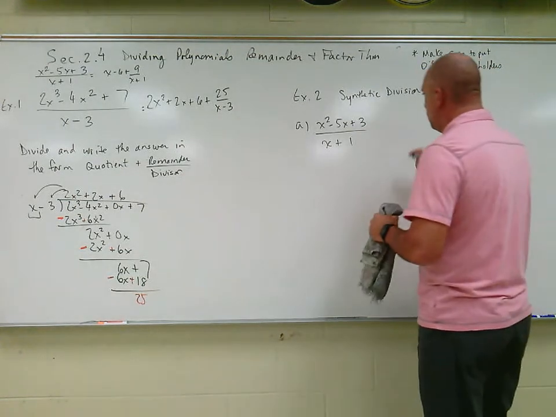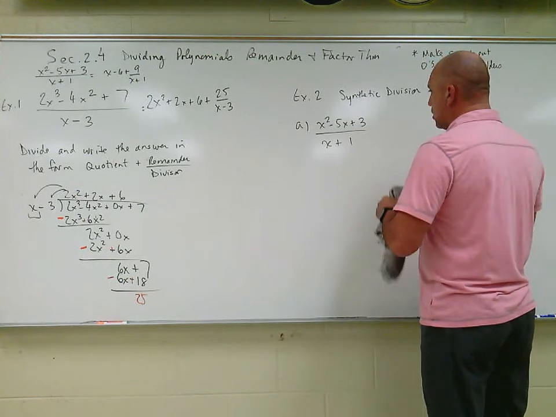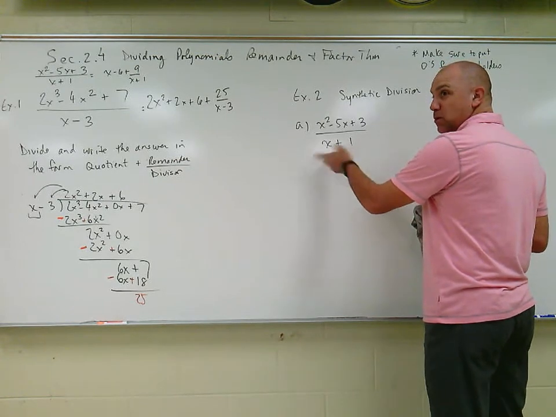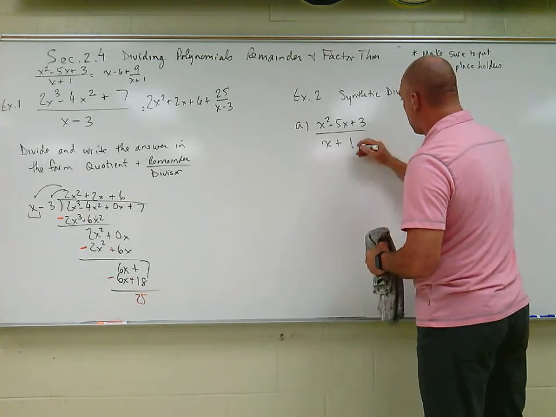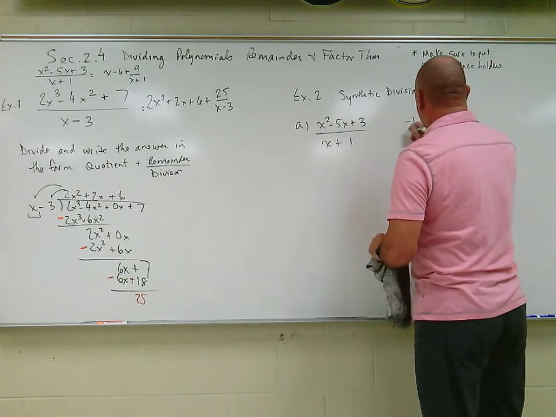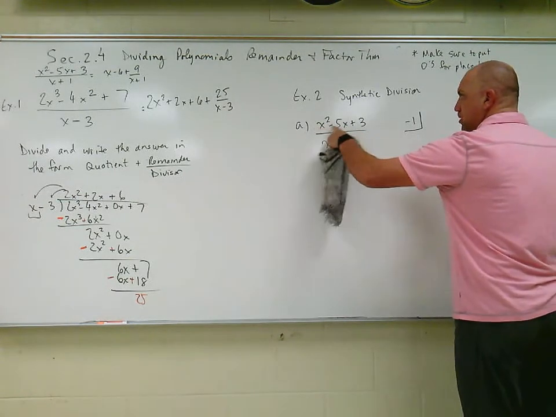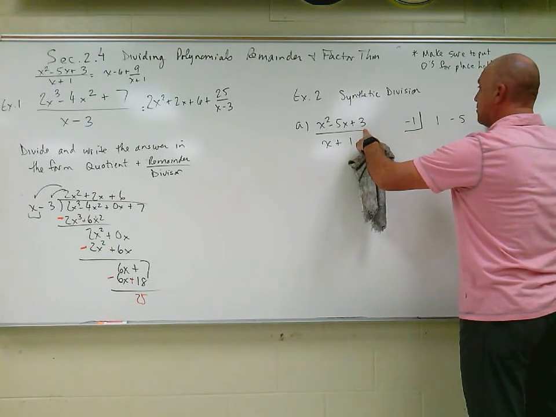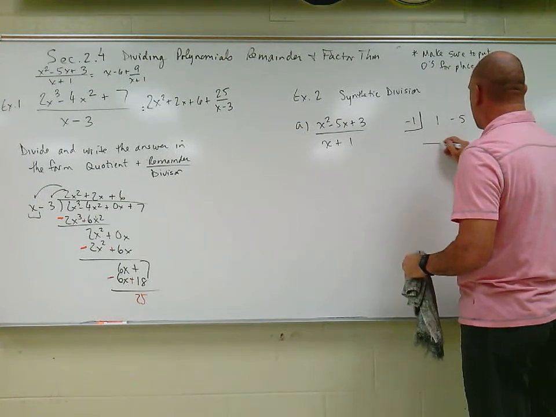So the first thing you do, just like we did with putting our house, is look down here at the divisor and figure out what makes that 0. So what makes the bottom 0? You're not going to put an x plus 1 or 1, you're going to put a negative 1. I put it outside the house like this, with a little half rectangle there. And then you're going to put the coefficients of the dividend in here. Our coefficients are 1, negative 5, and 3. And then I put a line like this.